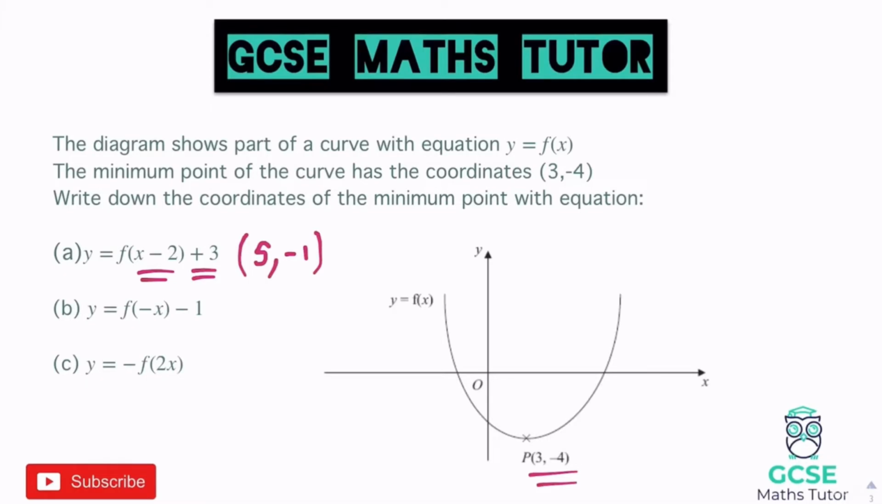If you think about what that actually does, it moves it right by 2 spaces, the 3 moves across to 5, and then it goes up 3 places as well. So if you think about what this is going to look like, it's going to move right and up, so it's going to be over here somewhere, that new minimum point.